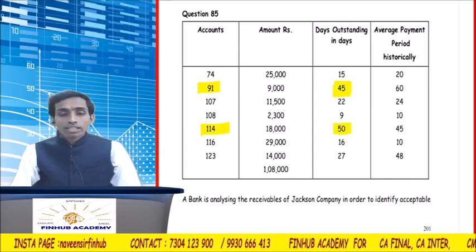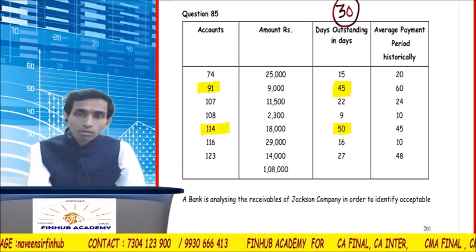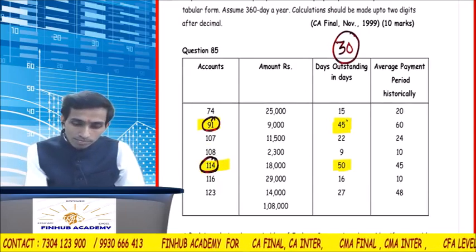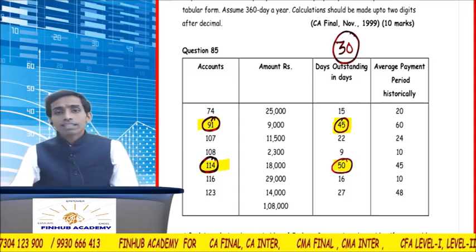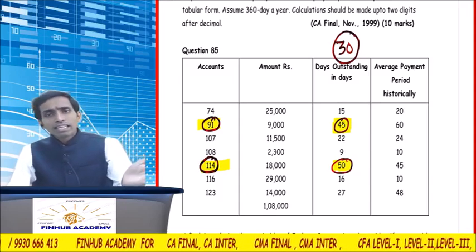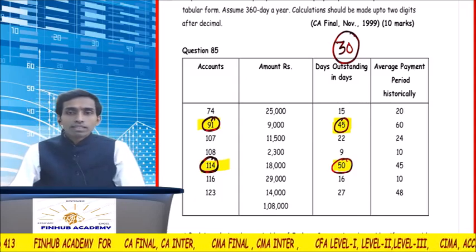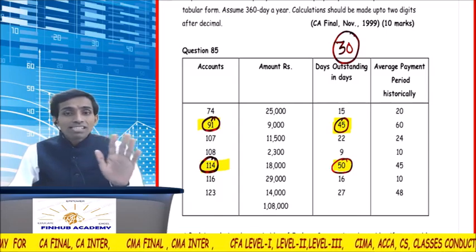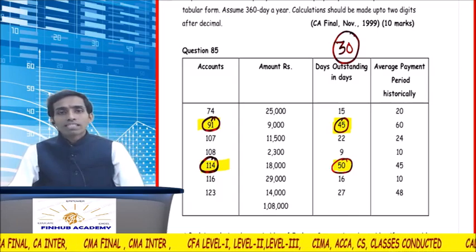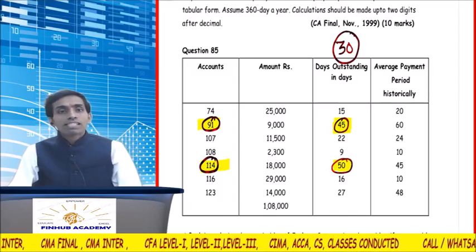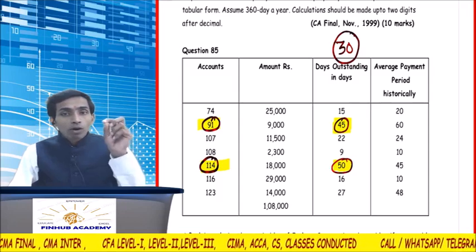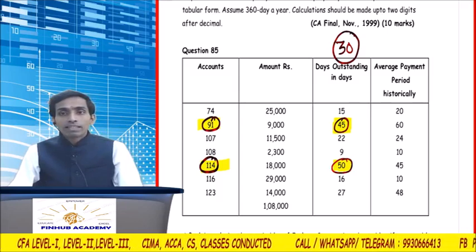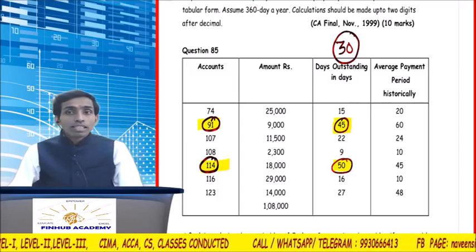Please understand. My days are 30 days, which is the company's credit policy, to give credit for 30 days. But these two accounts are overdue. They are taking more than 30 days to pay. So the bank is saying we will not consider this as collateral. On this you will not get a loan. Fine everybody? Understood?